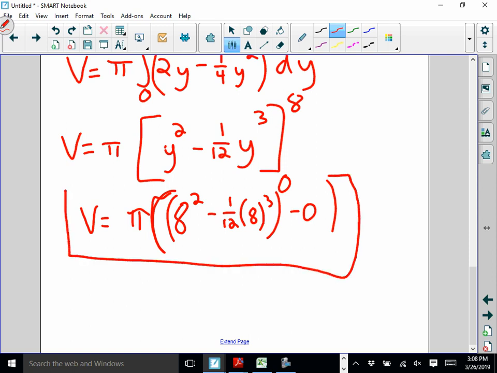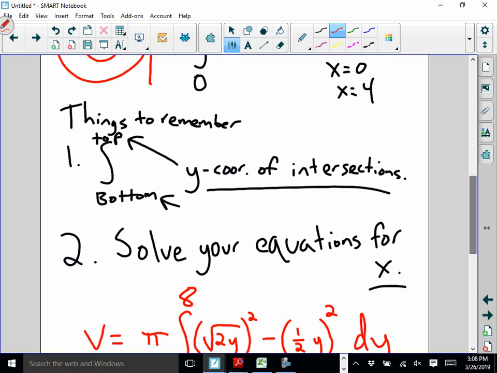Okay? So, the 2 key takeaways here. Number 1, we have to integrate bottom to top, and make sure those are y coordinates. And then you need to solve both equations for x. Still find your big R, still find your little r. We're still squaring and subtracting those.